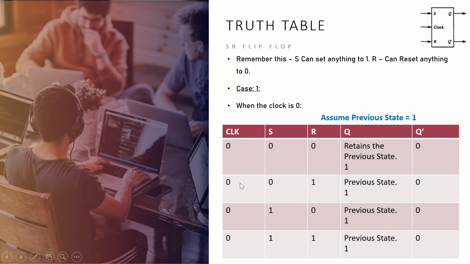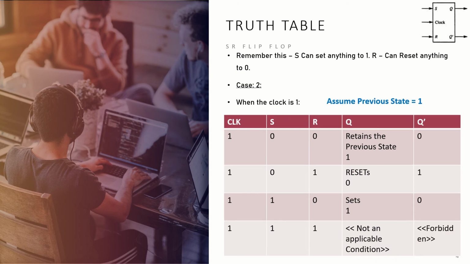Clock is 0, S is 0, R is 1. It will retain the previous state. Clock is 0, S is 1, R is 0. It will retain the previous state. Clock is 0, S is 1 and R is 1, it will retain the previous state. Don't worry, whenever the clock is 0, the previous state will be retained and it is a global rule that you need to follow. Just close your eyes and follow this rule and the output will be the previous state which is retained.